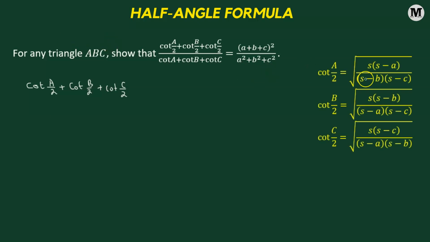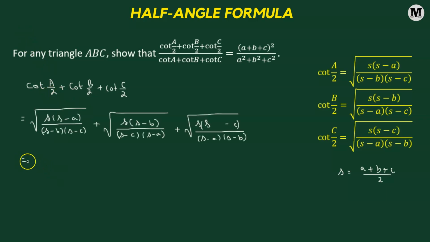Here S is going to be the semi-perimeter of a triangle, which is defined by taking the perimeter A plus B plus C and dividing that by 2. We're going to use this as well. Now let's substitute all of these values. This is going to give us.